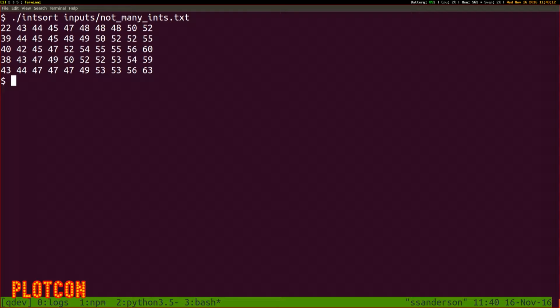So we come back to our product manager, we've solved this problem, we've written this program to sort your integers, you can look at the min value, you can look at the max value, you can look at the values in the middle, we're done. And so that's all well and good.